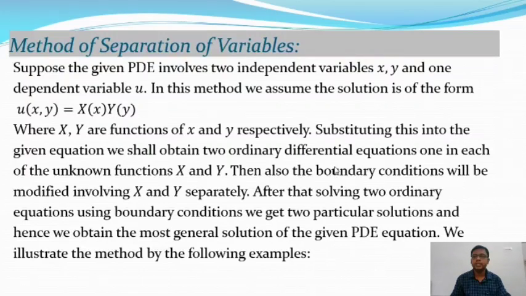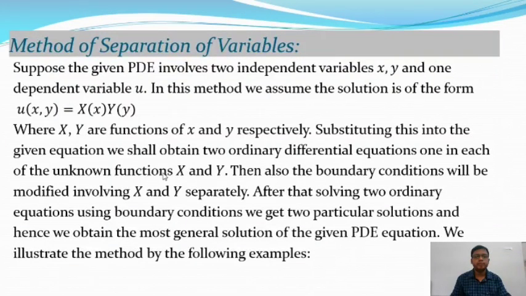Now substituting this into the given second order partial differential equation, we shall obtain two ordinary differential equations, one in each of the unknown functions X and Y. The boundary conditions will also be modified, involving x and y separately, and after solving the two ordinary differential equations using the boundary conditions, we get two particular solutions, and hence we obtain the most general solution of the given partial differential equation.